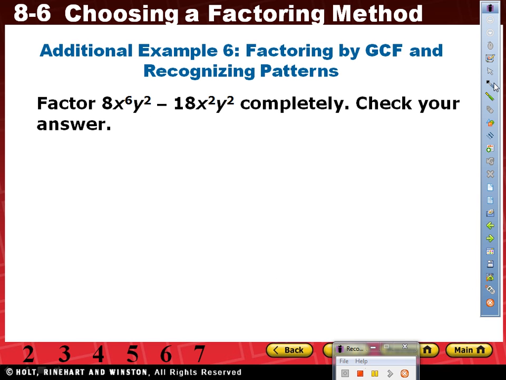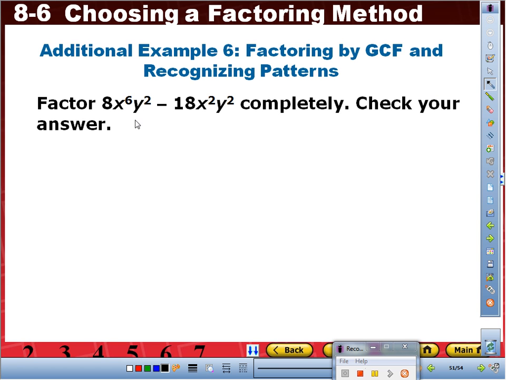Here it is. 8x to the 6, y to the second, minus 18x squared, y to the second. Okay? So once again, we're going to check to see if it's factored. If not, we're going to factor it completely. So here we go. Let's do it together.